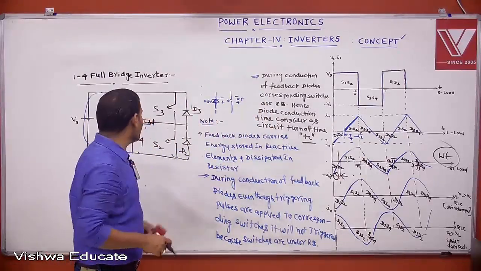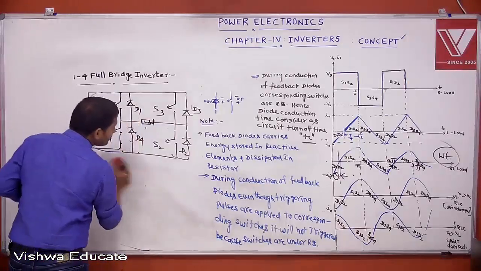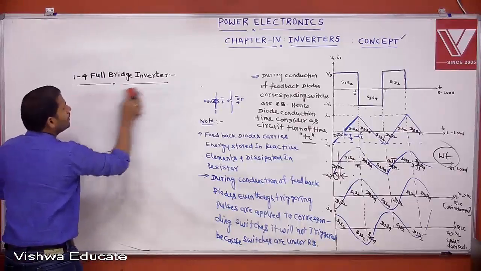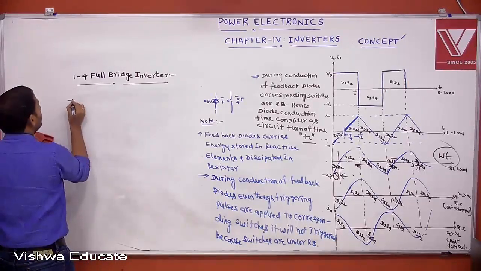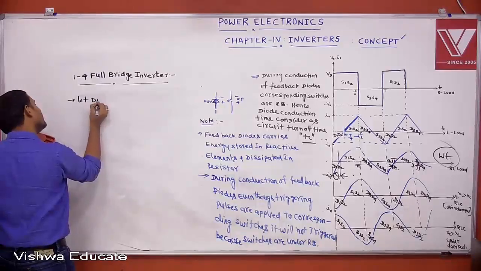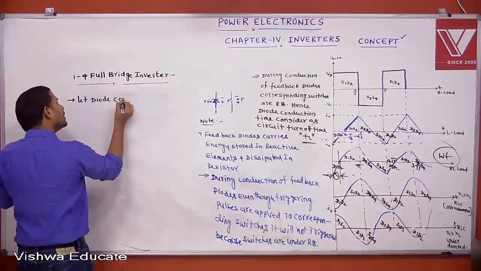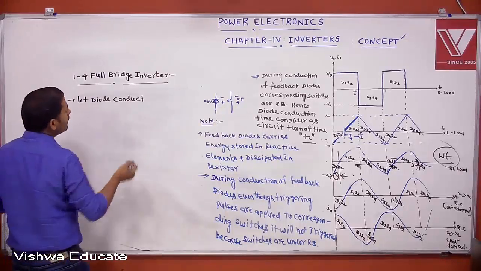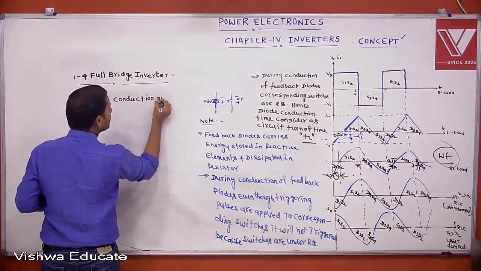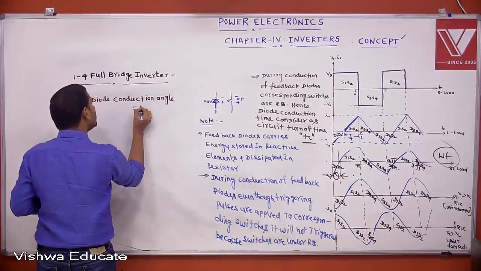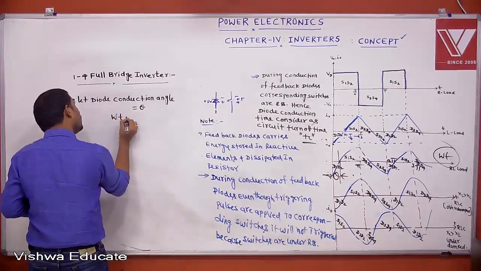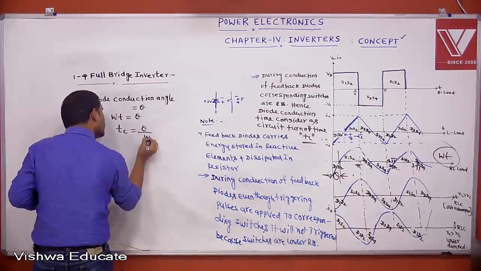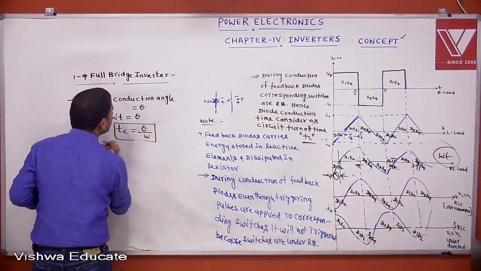We take an omega t axis. That means let the diode conduction angle be theta. It may be half bridge or full bridge, same concept. Then omega t equal to theta. What is this time called? You want time, so divide by omega. This time is called circuit turn off time.